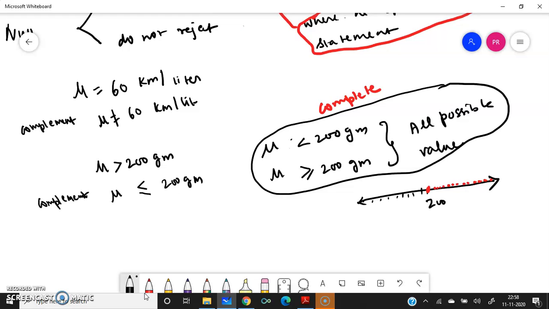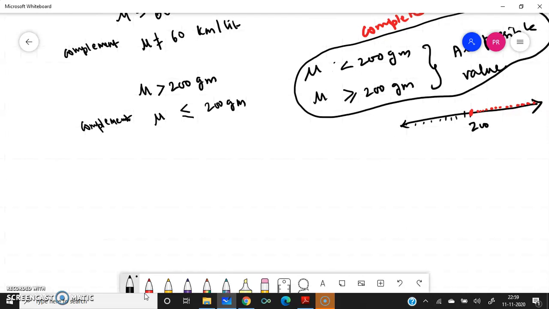The claim and its complement are formed in such a way that they cover all possibilities of the value of the population parameter. Once the claim and its complement have been established, we decide which one is the null hypothesis and which one is the alternative hypothesis. The thumb rule is that the statement containing equality is the null hypothesis. What is the null hypothesis?